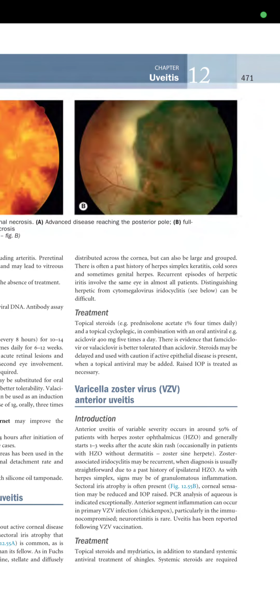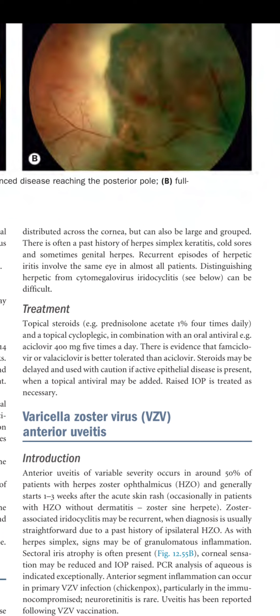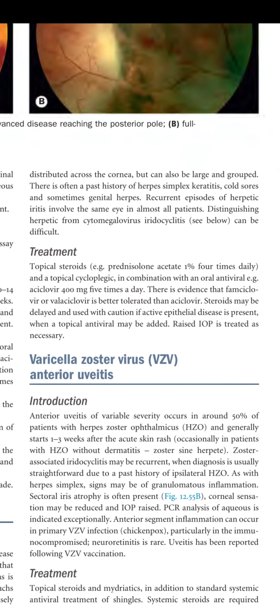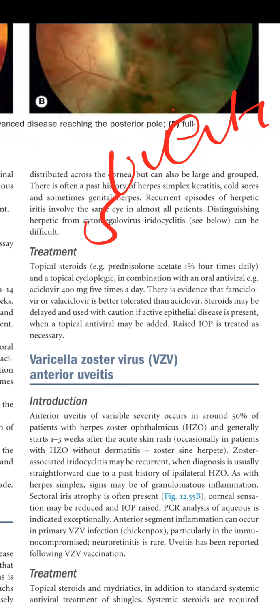Of herpes simplex virus, TB uveitis. So topical steroid, for example, prednisolone acetate 1% 4 times daily, and topical cycloplegics in combination with the oral antiviral, for example, acyclovir 400 milligram 5 times a day. So basically, whenever there is a uveitis, you have to give the steroids.